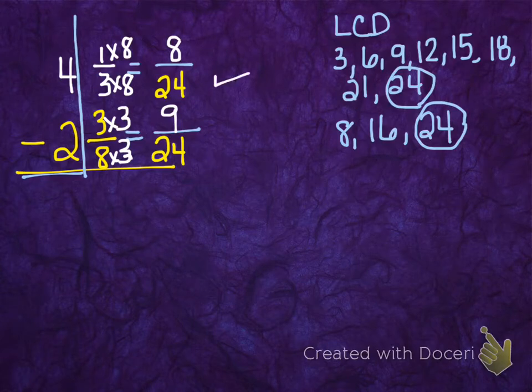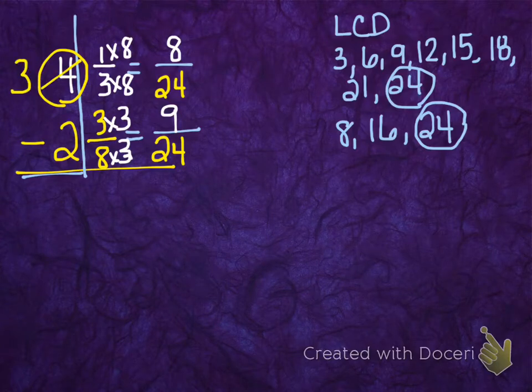And now that my denominators are the same, I'm ready to subtract. But I notice that there is a little problem. I cannot subtract 8 and 9. 8 minus 9 is not going to work. So this is where I have to regroup. So I'm going to take 1 away from this whole number. When I take 1 away, it becomes the number 3.